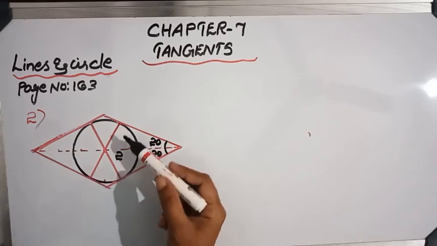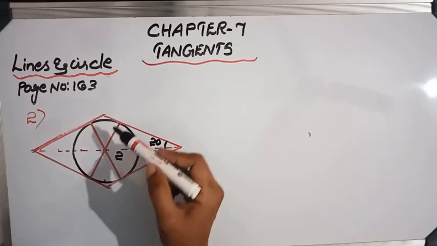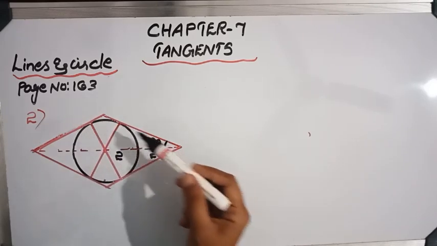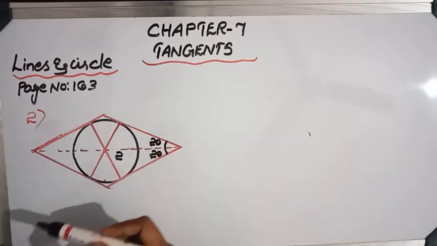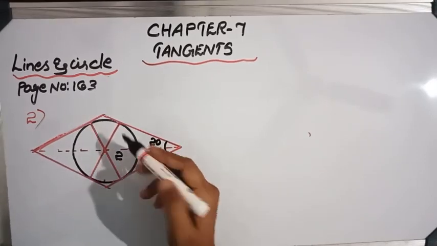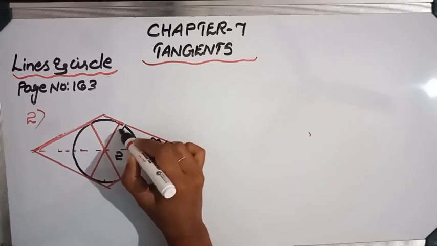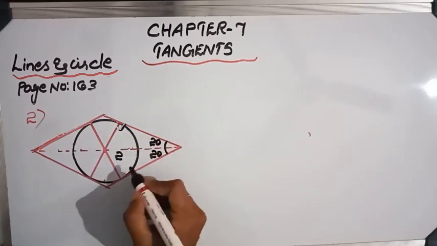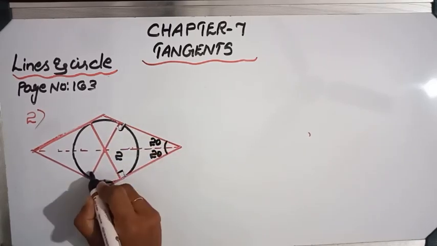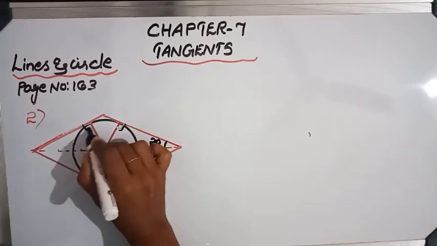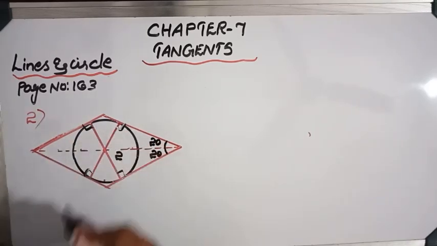Okay, because we know the radius through one point and the tangent through that point will be perpendicular. So this is the line. Now we can write this is perpendicular. All the sides are perpendicular. This also perpendicular. This will be perpendicular. This also perpendicular. That means 90 degrees.